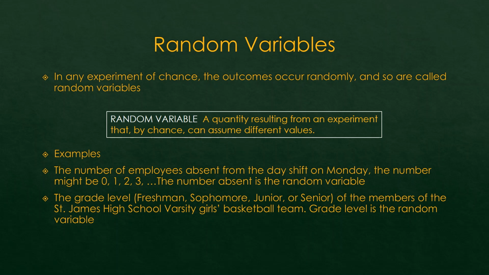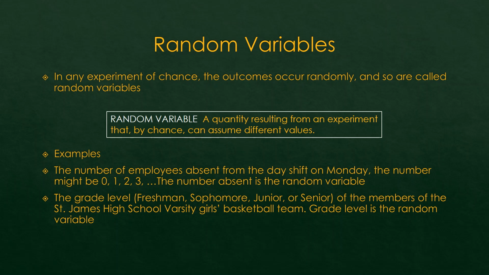So, in any experiment of chance, the outcomes occur randomly and are so-called random variables. Random variables are a quantity resulting from an experiment that by chance can assume different values. For example, if you roll a die, the result of the random variable is 1, 2, 3, 4, 5, or 6. It can assume any one of those numbers and it's random.